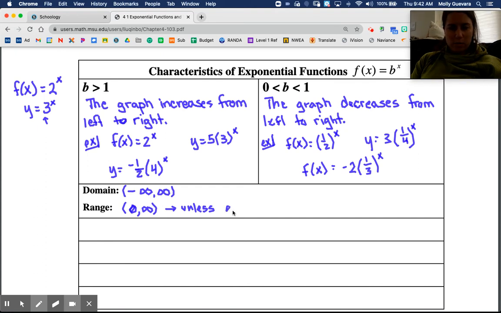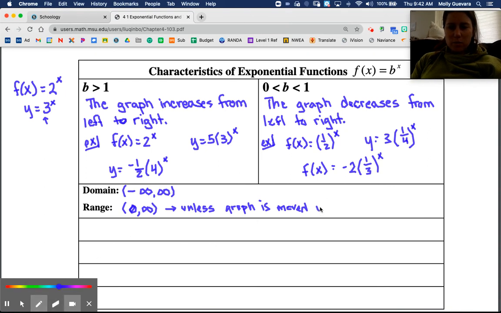graph is moved. Holy moly, you guys, you can't even read my handwriting. Is moved, not left or right. Sorry, I'm getting distracted by my bad handwriting.